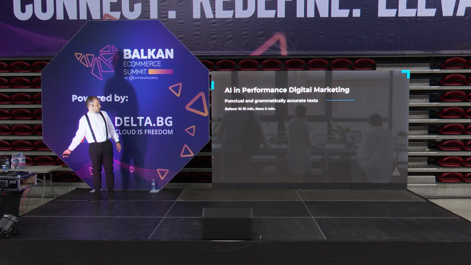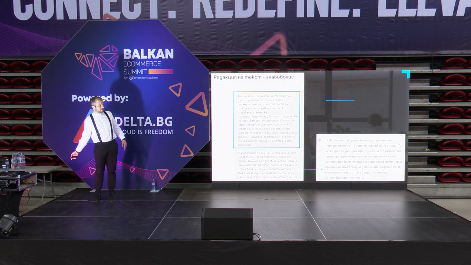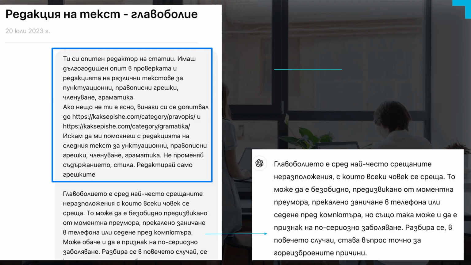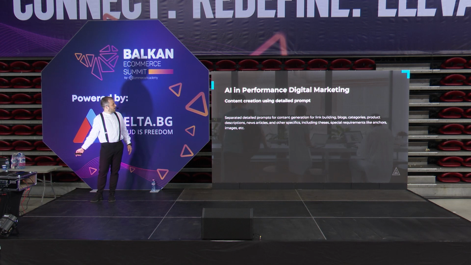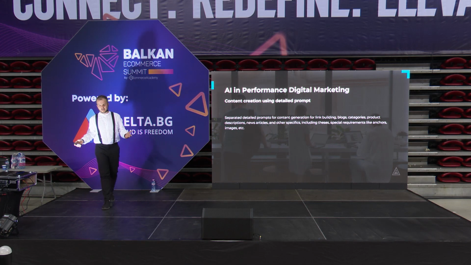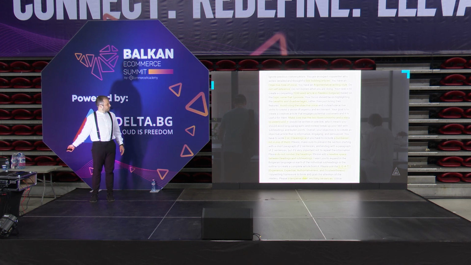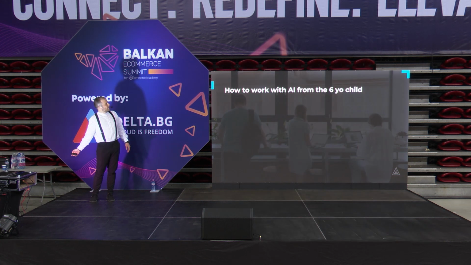Okay. So the basic prompt about grammatical errors, I think everyone can already use and make. Some other examples are with content creation. Obviously, in digital marketing, we can use AI in all spheres of production. So let's keep going.